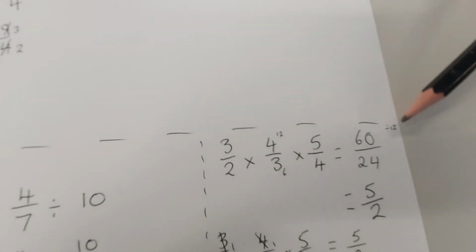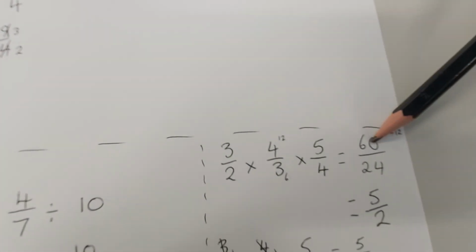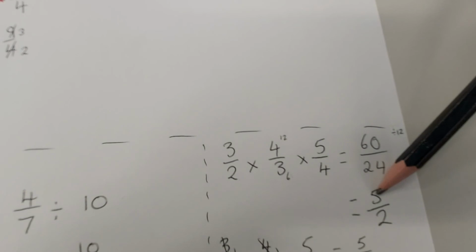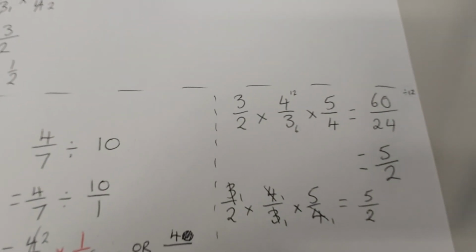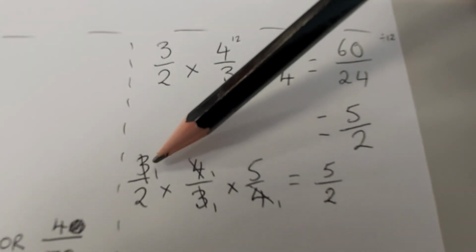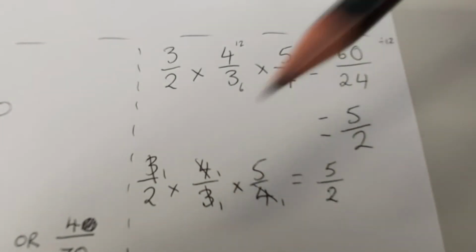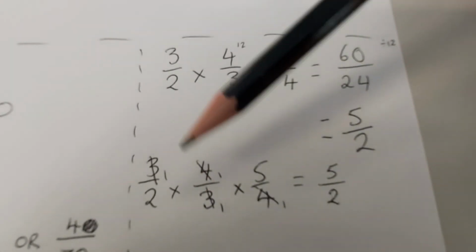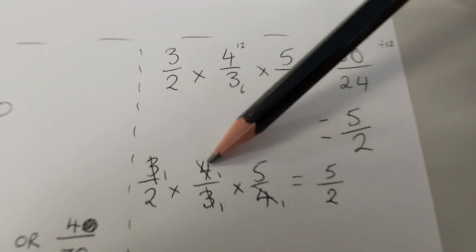Okay, and I can cancel that down, dividing both of those numbers by 12. 60 divided by 12 gives me 5, and 24 divided by 12 gives me 2. All right, you can do it another way where you cancel down at the start. 3 goes into itself once, and it goes into itself once down here. And again, anything you do to the top, you can do to the bottom. It doesn't matter which top number or which bottom number.